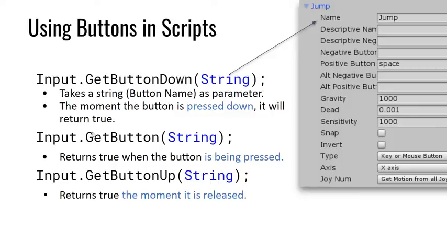There's also input.GetButton, which returns true when the button is being pushed and returns false when the button is released. And input.GetButtonUp, which only returns true the moment you release the button.